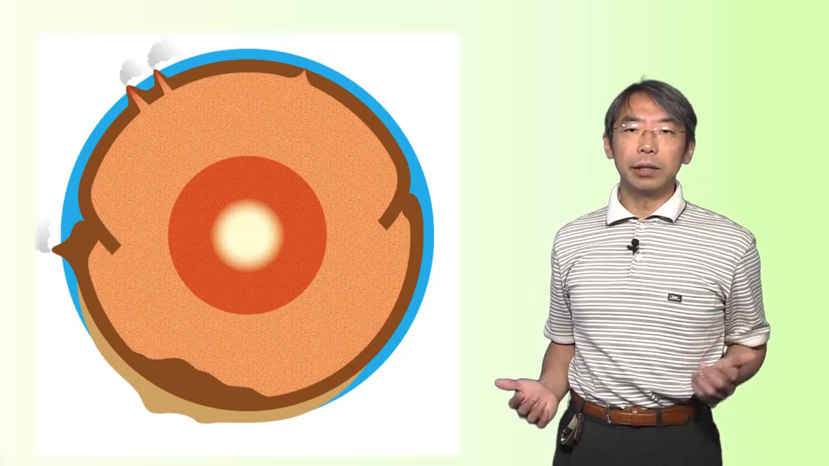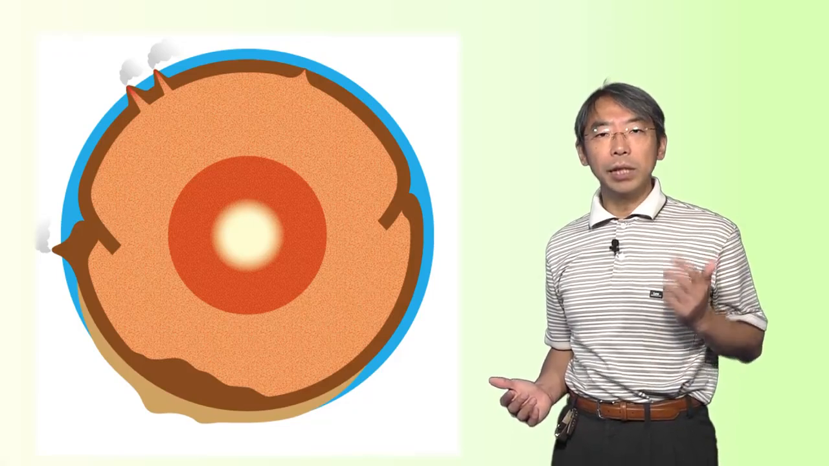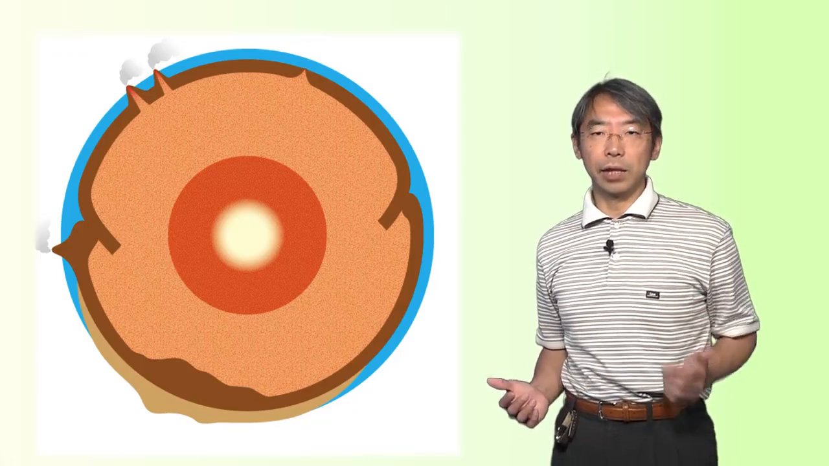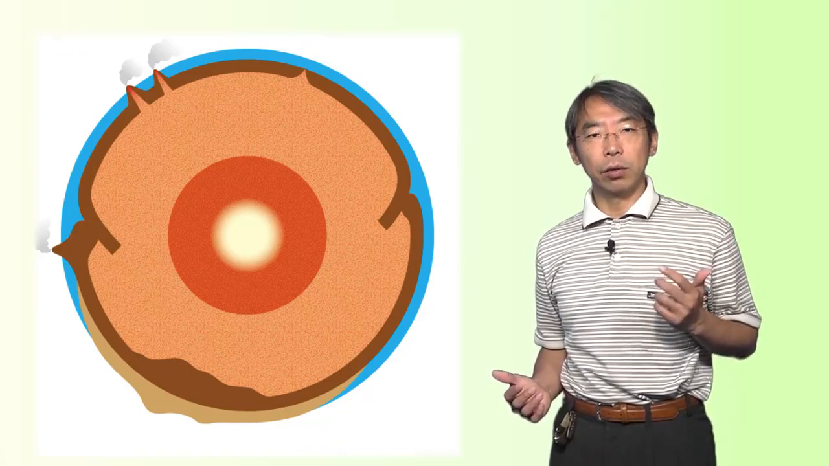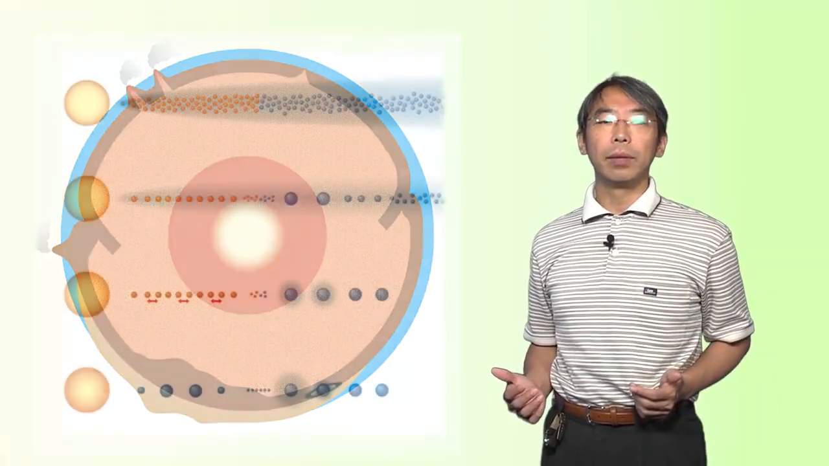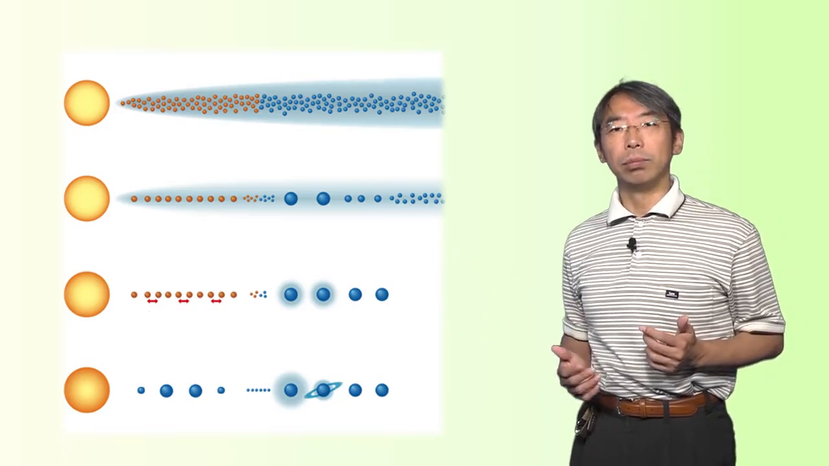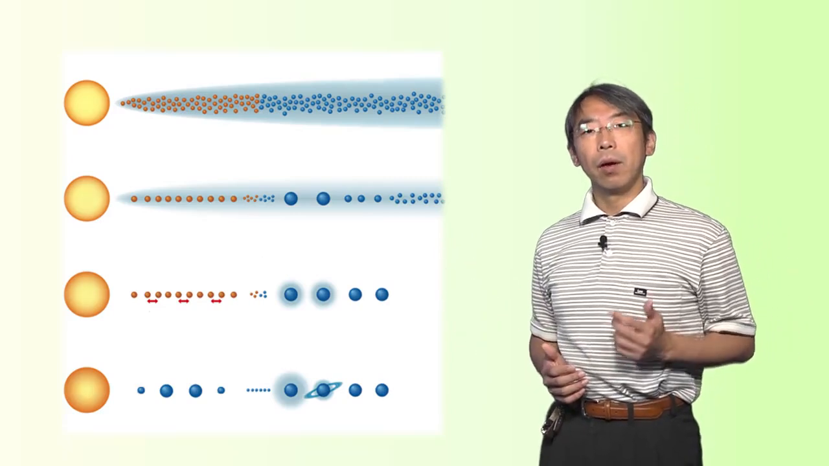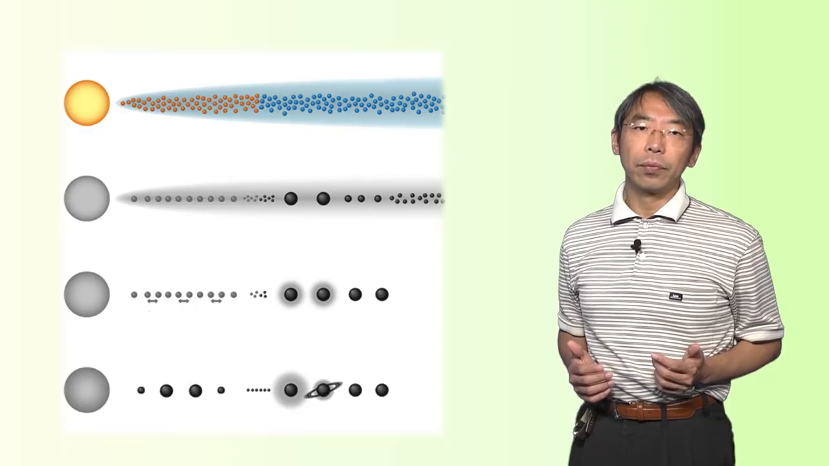In order to understand this, we need to understand a little about how the Earth was formed around the Sun, and also how the other planets in our solar system were formed. This figure shows how the planets were formed around our Sun. First, the gas disks formed around the Sun.